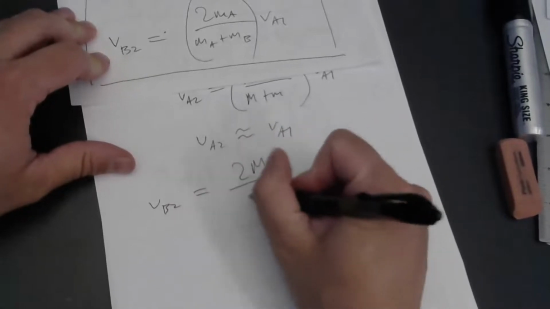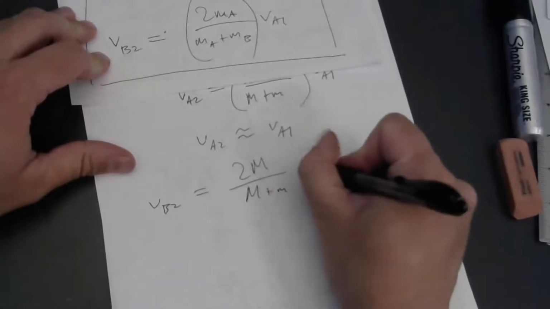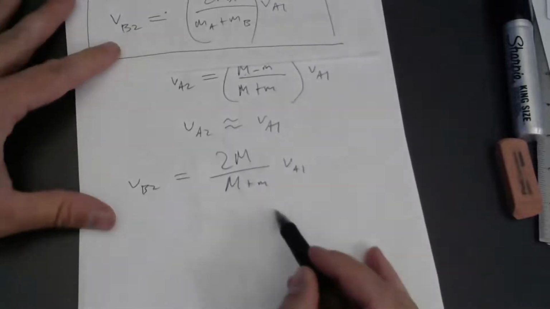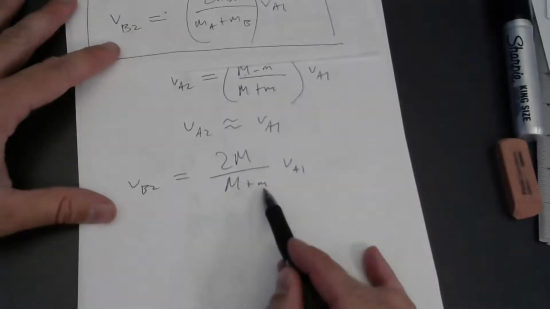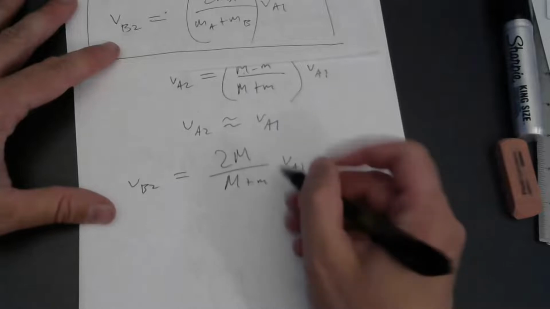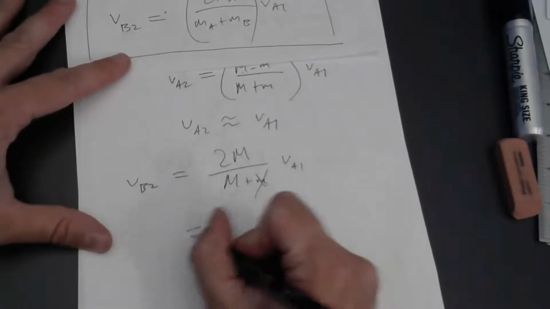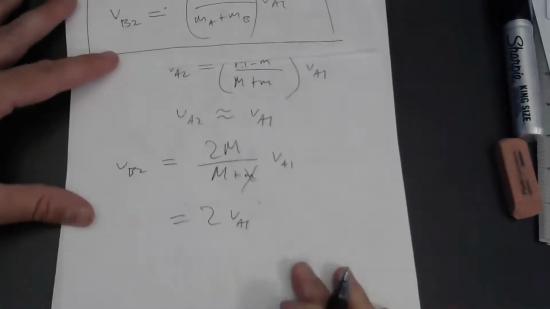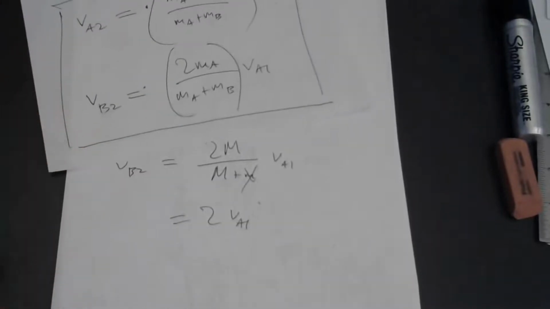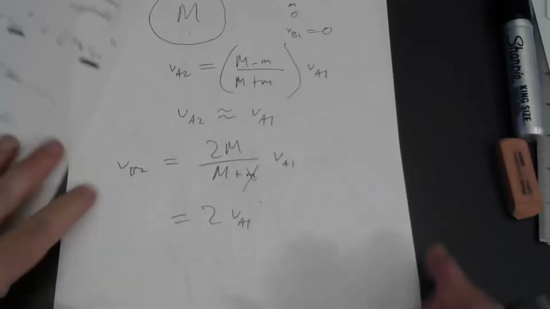2 times big M over big M plus little m. Just like before, if this is 1,000 and this is 1,000th, let's just ignore it. And then we've got 2m over m, which is just 2. So not only does the bouncy ball get launched forward faster than the bowling ball was already going, specifically it gets launched at double the speed. None of that is surprising.